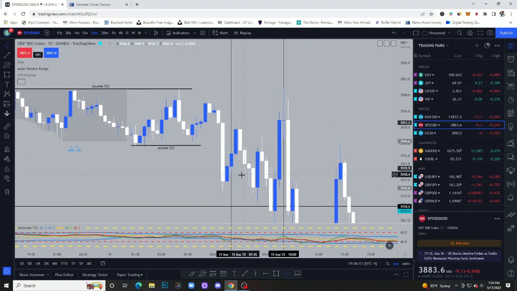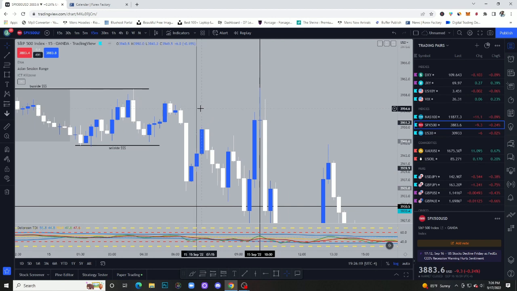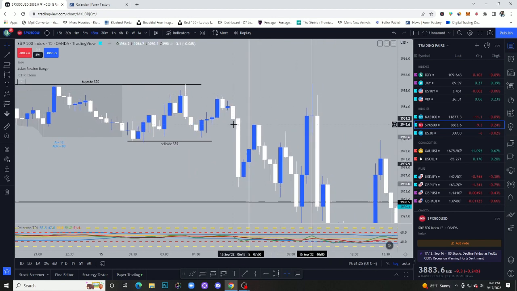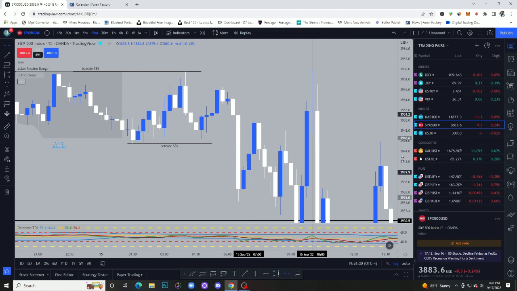So now it's at this point where I'm looking and paying attention to everything that's going on. Now, when it comes to the 7 a.m. and the 10 a.m. New York session kill zone, right? This is what I'm doing. Now we're going to actually get into the entries part of the strategy. This is what I'm doing.